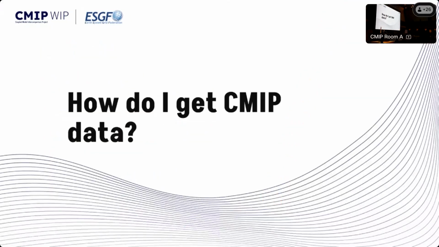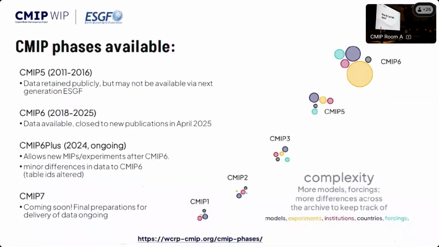Okay, first section: how do I get hold of CMIP data? A little bit of history first. So here are some timelines for the CMIP data that's generally available at the moment. CMIP5 data was produced back in 2011 to 2016. This is currently available on ESGF, but due to some changes with the new infrastructure and upgrades coming that Phil will talk about, that data will disappear temporarily from ESGF. We hope to have it back in the medium term.